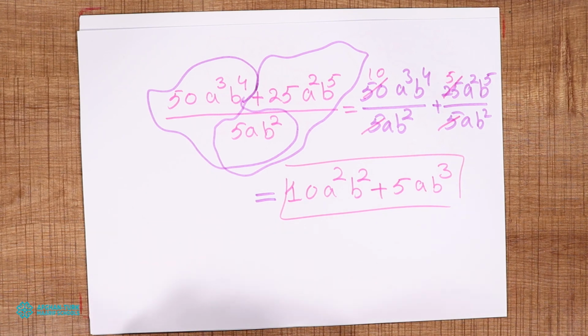So these were two examples for dividing a polynomial by a monomial. So how do we divide two polynomials? We will listen to it in the next video.